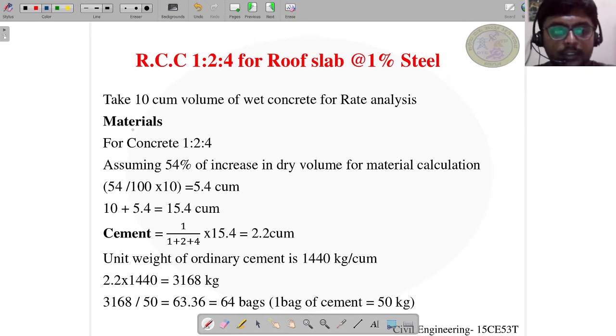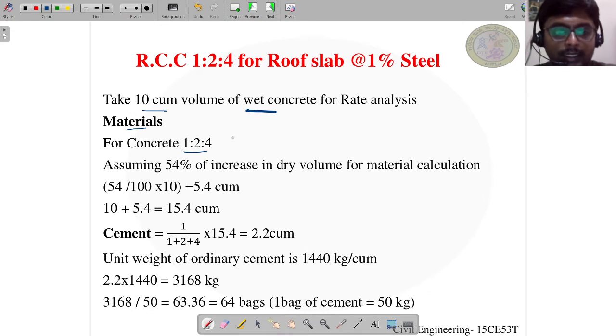Okay, so now let us begin with the quantity of materials. Now we have taken 10 cubic meter for a proportion of 1:2:4. As you know, this is the volume of wet concrete. The 10 cubic meter we have taken is volume of wet concrete. But we need materials in the form of dry state. We have to purchase the dry materials from market.